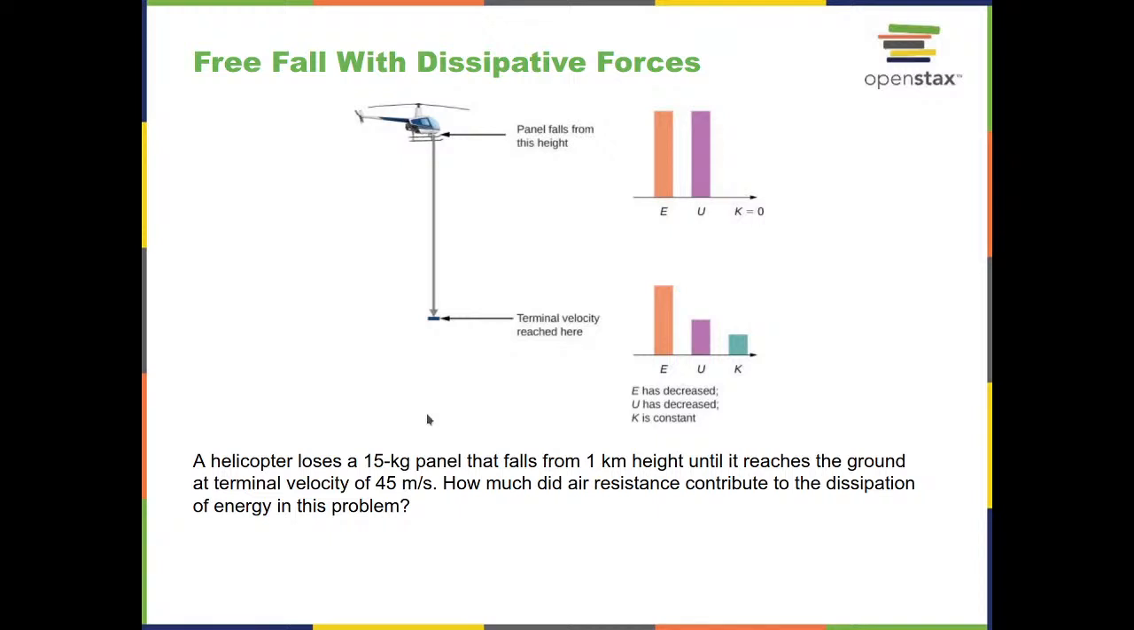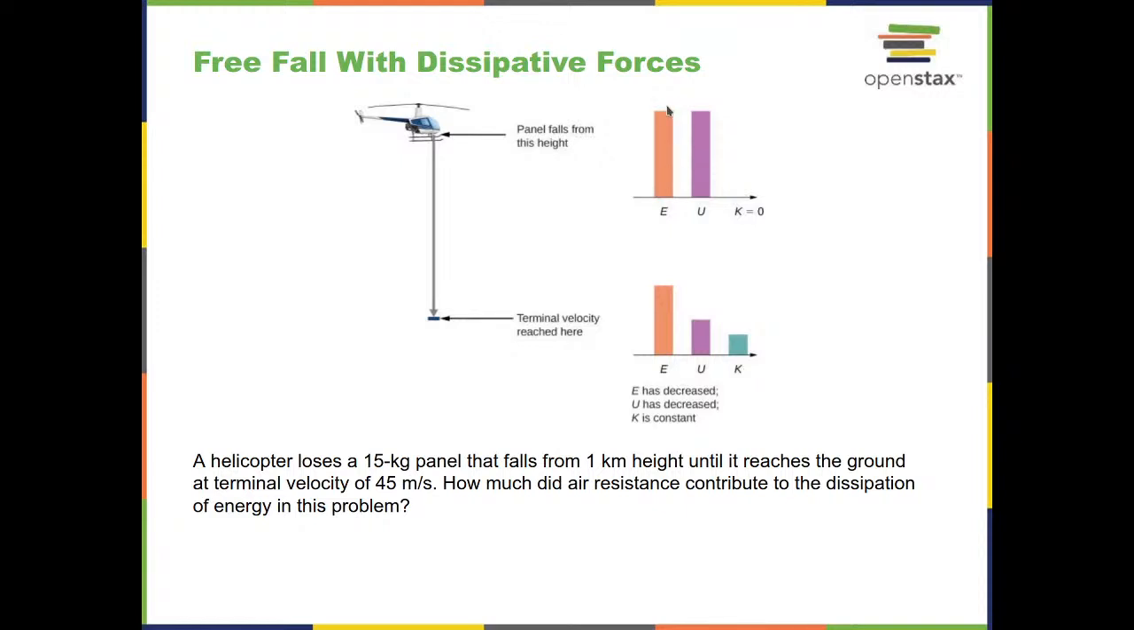That would be, for example, a helicopter that drops a package or a panel that falls from 1 kilometer height to the ground, and it has reached terminal velocity by the time it reaches the ground. So in this case, because there's terminal velocity, we know that drag is going to play an important role, right? Without drag, we cannot reach terminal velocity. Without drag, we would just continue accelerating. So the fact that we reach terminal velocity means that drag is playing a role.